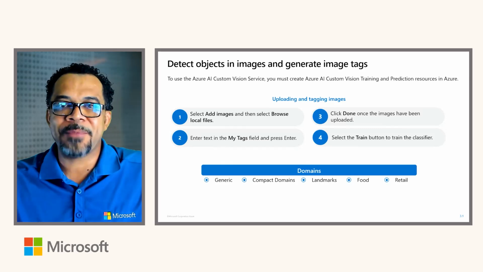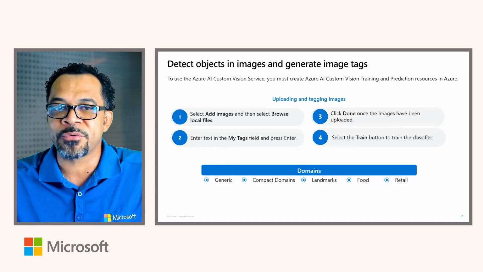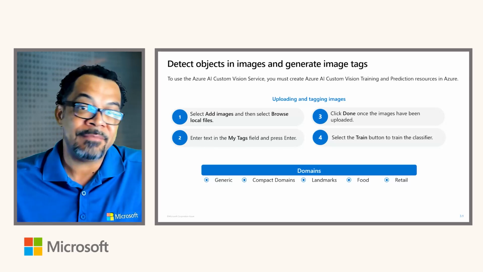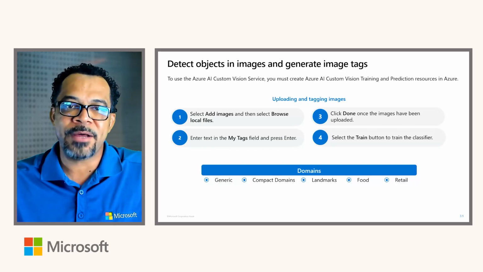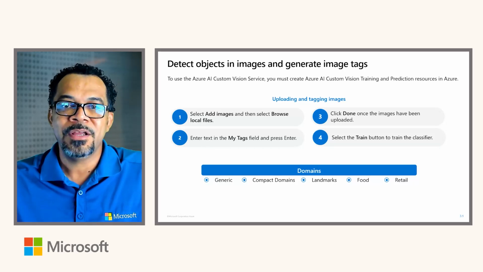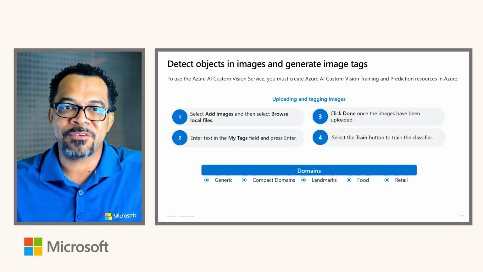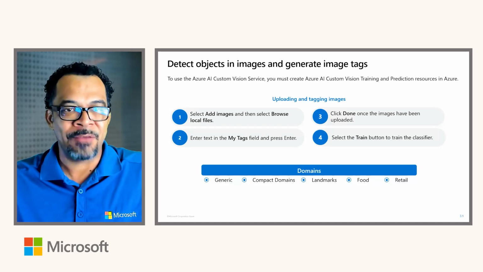Become familiar with the steps listed here for using the AI Custom Vision training and prediction resources. Make sure to know the steps in order from adding an image, adding tags, clicking done, and finally training your model. Also, as seen here, know the domains supported, which are generic, compact domains, landmarks, food, and retail. Know what's covered in each.